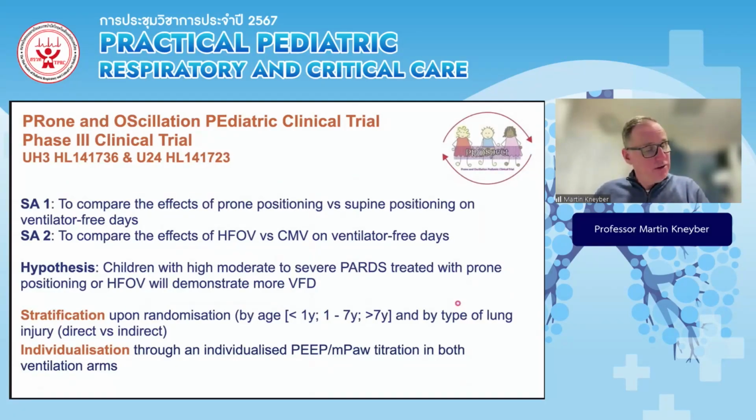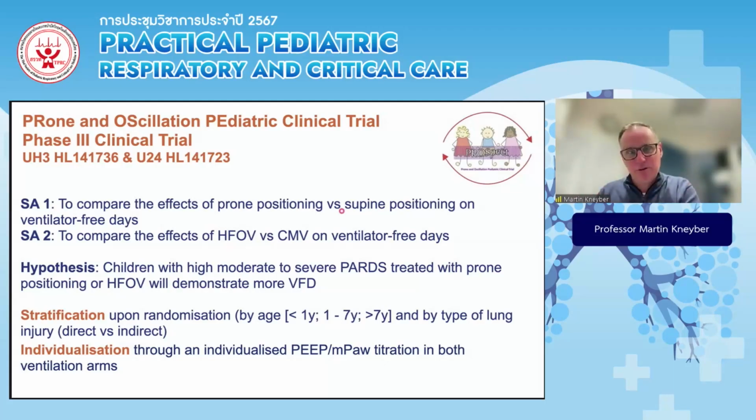Now, one of the trials that is going on is the PROSPECT trial, the Prone and Oscillation Pediatric Clinical Trial, funded by the NIH, one of the largest funded studies in the pediatric field so far, with $15 million in funding to address two specific aims: to compare the effects of prone versus supine on ventilator-free days, and to compare the effects of high frequency versus supine on ventilator-free days, testing the hypothesis that children with moderate to severe PARDS, that's already a bit dissecting, treated with prone or high frequency will have more ventilator-free days.